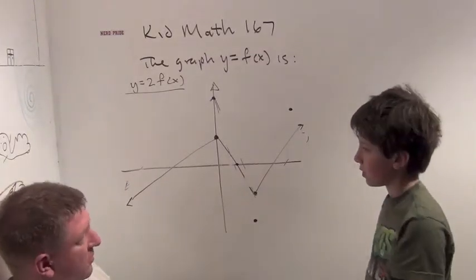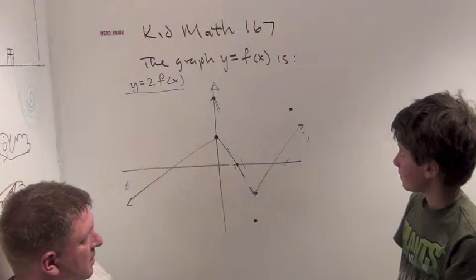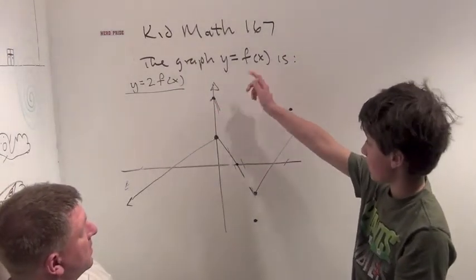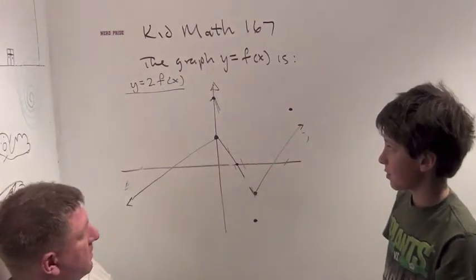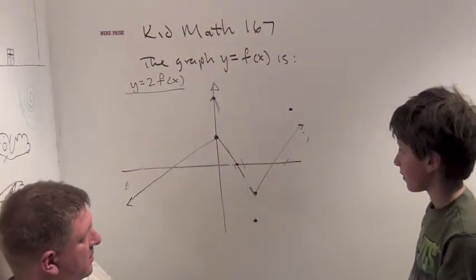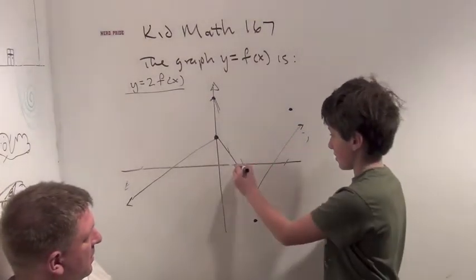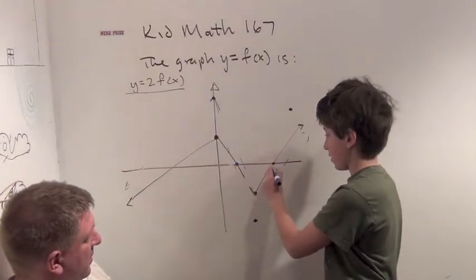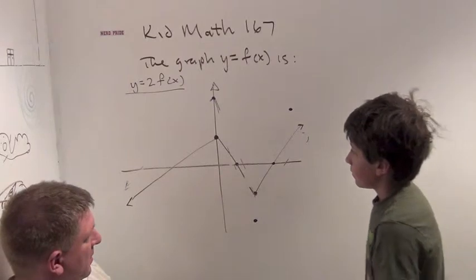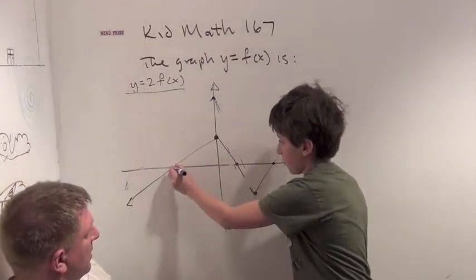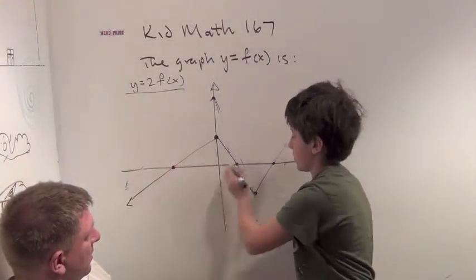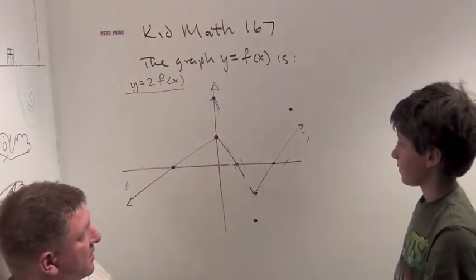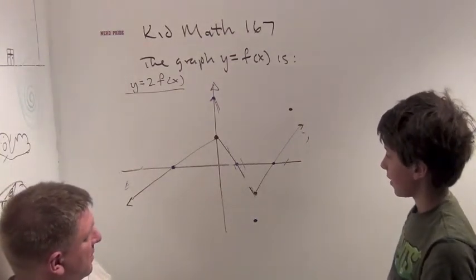What happens at y equals 0? Well, it's going to stay the same because 2 times 0 is the same as 0. So that's going to stay there. And this one will too. We've got 3 points that cross the x-axis. Aha. So those stay the same. That might help.